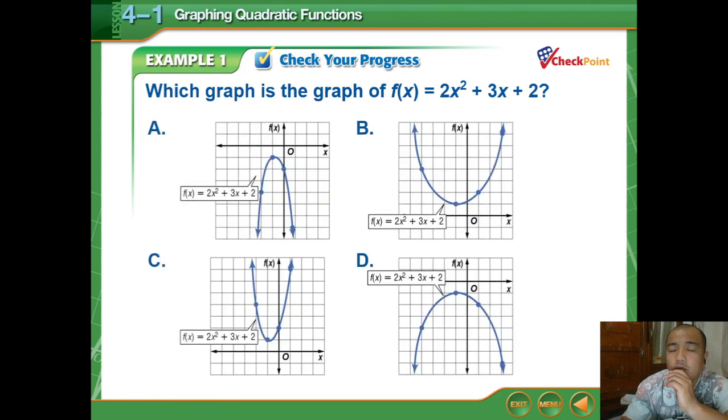Which graph is the graph of f of x equals 2x squared plus 3x plus 2? The answer is C. By using a table of values of x with the corresponding values of y, you will come up with this graph, letter C.